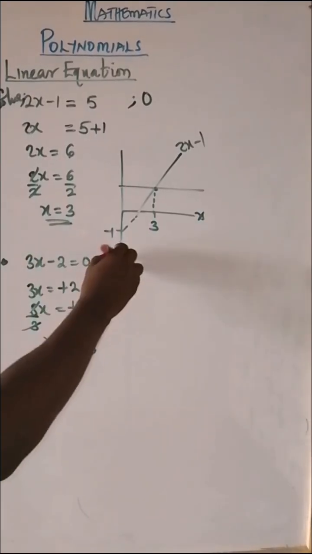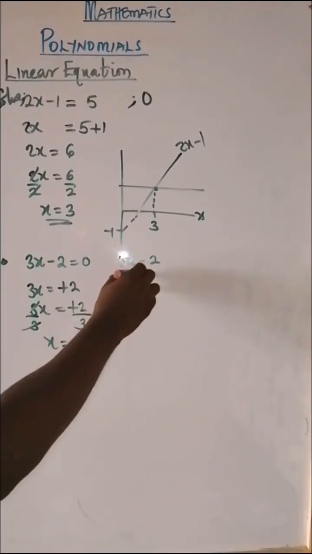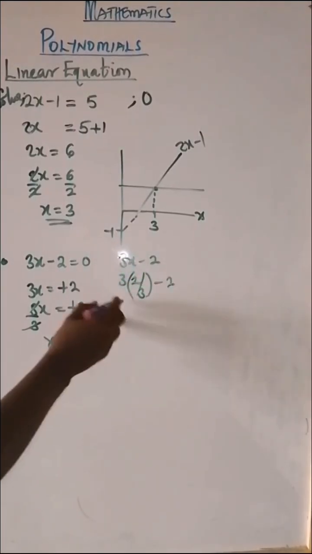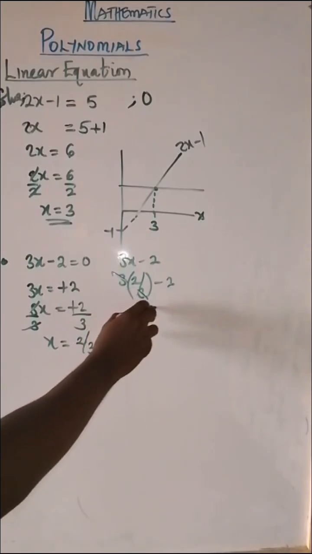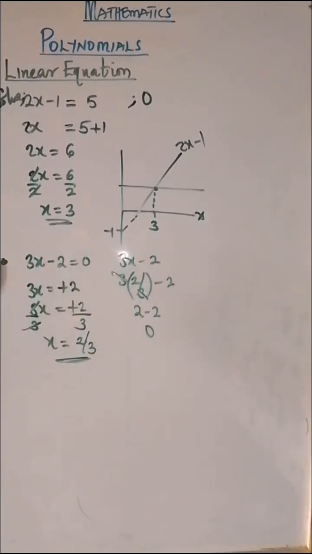Let's test. We have 3x minus 2, right? So replace x with what? 2 over 3. 2 over 3 minus 2. Here 3 cancels 3. That's 2 minus 2, which is 0. So meaning if x is 2 over 3, this equation stands.